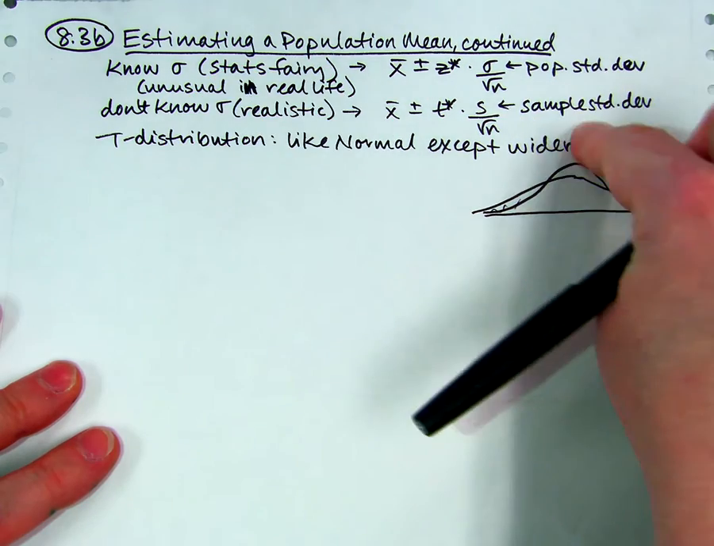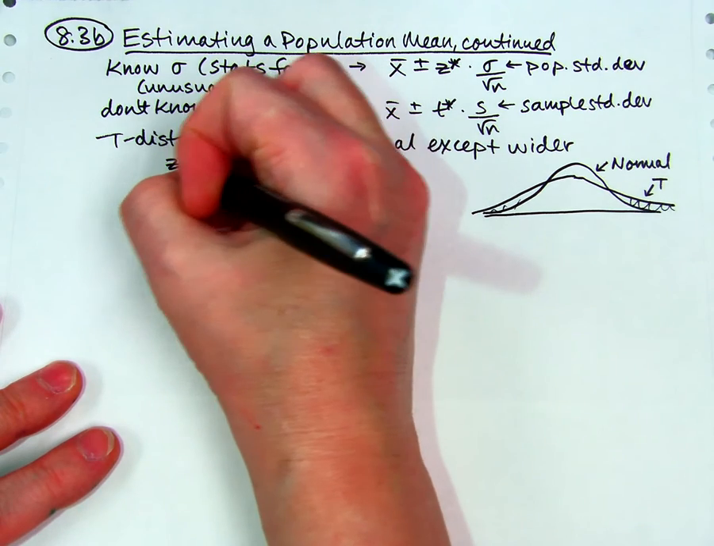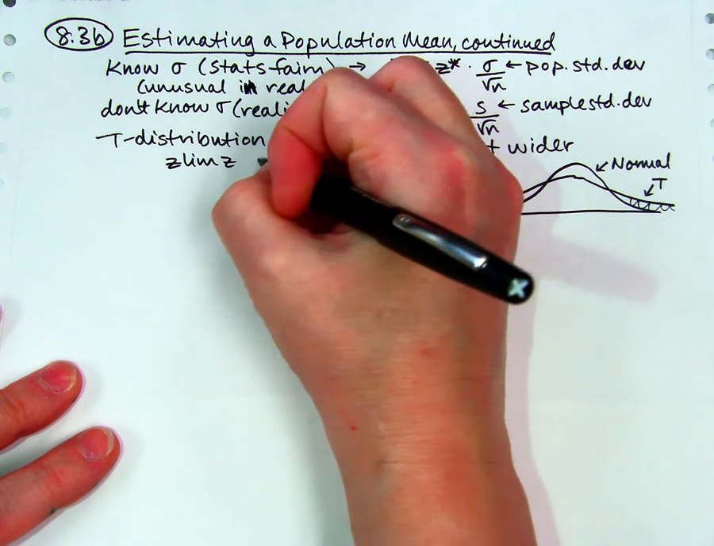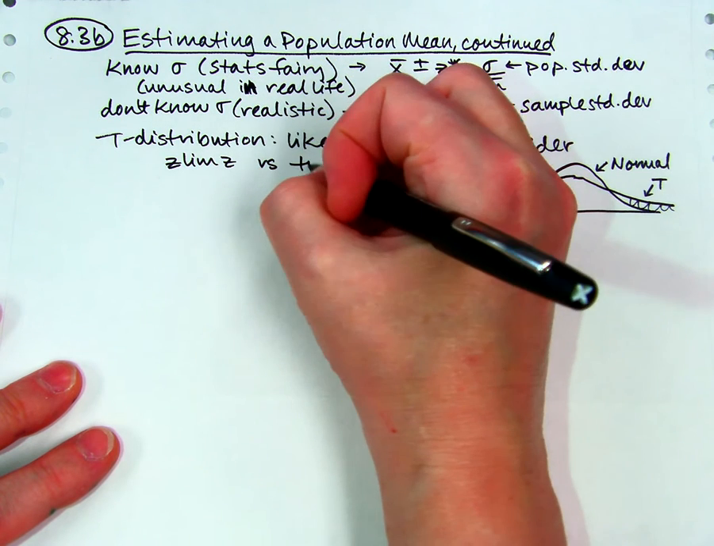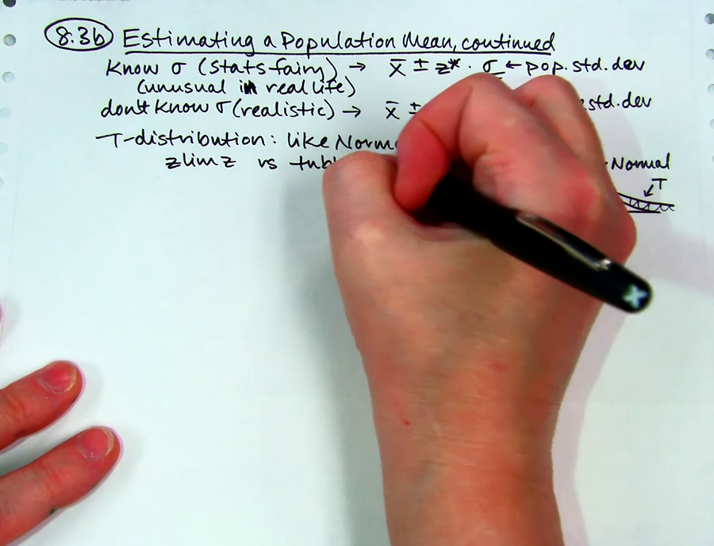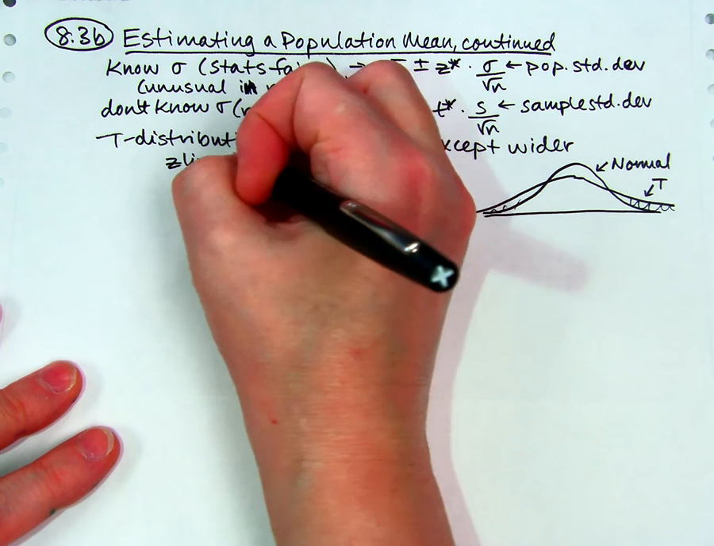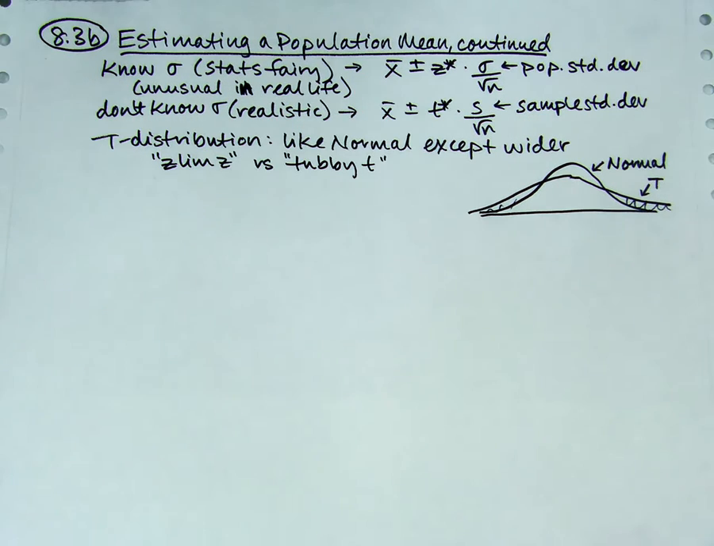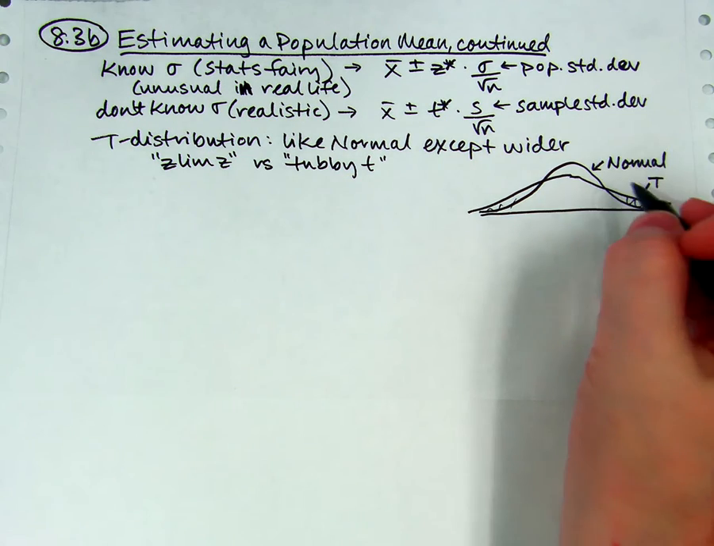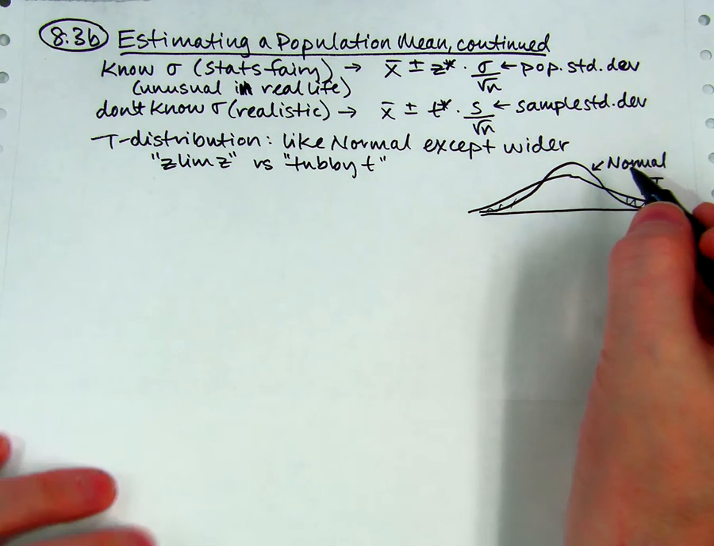And so to remember which is which, I invented Slim Z versus Tubby T to help you remember which one is wider. Because every once in a while on the AP test or on my quizzes, there might be a question about which one is wider. And yeah, you have to be able to remember that. You don't have to know much more about it because the rest is going to be done by the calculator.